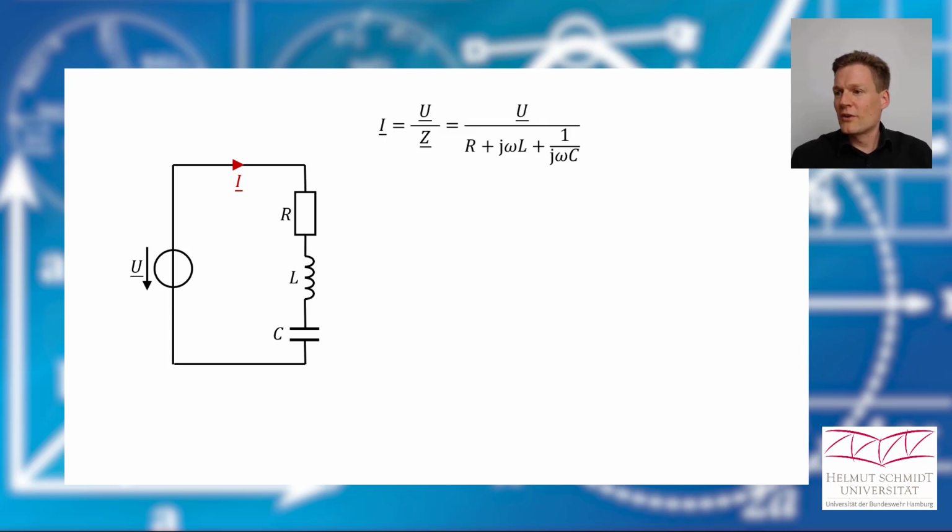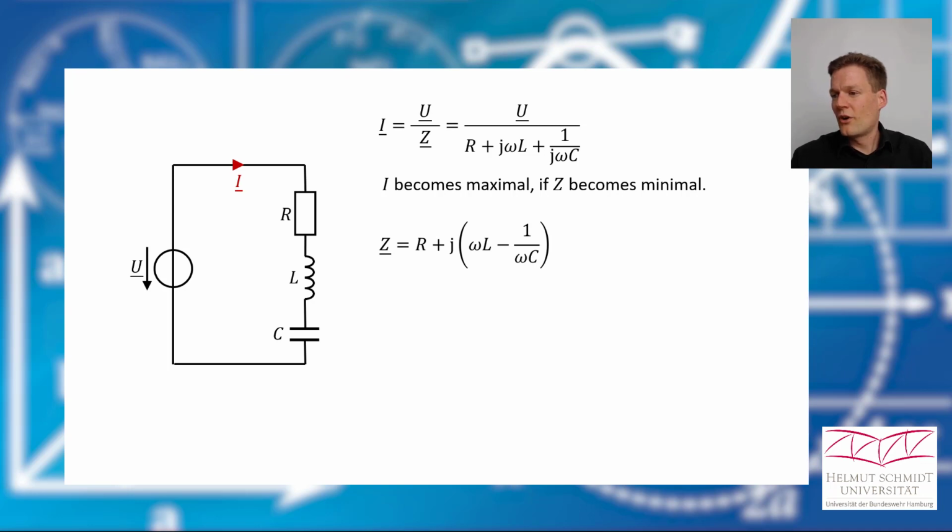So we have our circuit and we have an equation for the current. And we want to maximize the absolute value of this current, and the current will have its maximum value when the impedance has its minimum value, because it's in the denominator of the equation. Okay, let's have a look at the impedance.